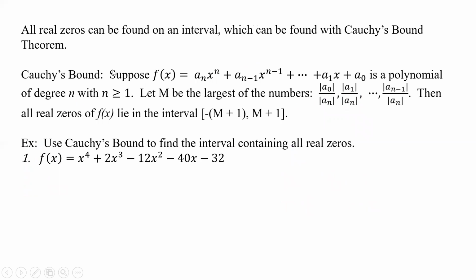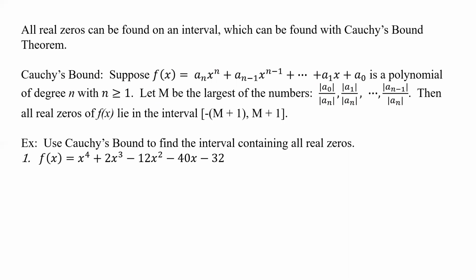Now, all real zeros can be found on an interval, which can be found with Cauchy's bound theorem. Suppose we have the function f of x equals a sub n x to the n plus a sub n minus 1 x to the n minus 1 on down to a1 x plus a0, a polynomial of degree n, where n has to be greater than or equal to 1. Let m be the largest of the numbers a0 over an, a1 over an, a2 over an, all the way down to a n minus 1 over an.